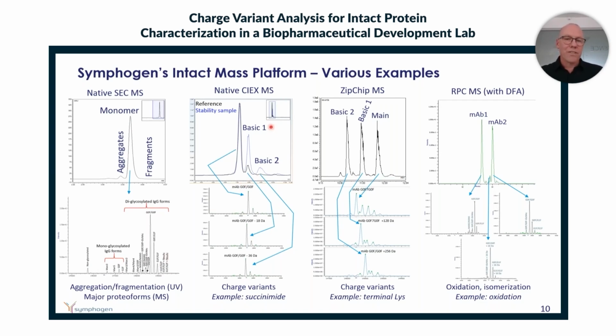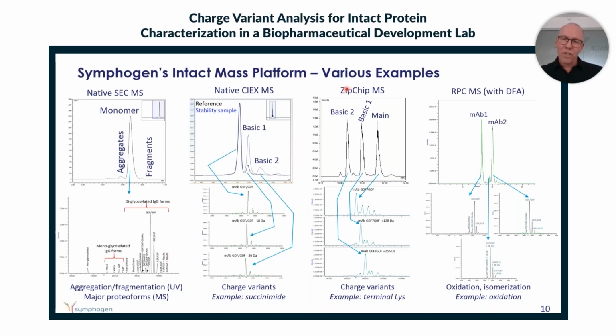This is an example of charge variant analysis done using chromatography. In this case, you can see the blue trace, that's from our stability sample, and we can see a distinct rise in basic forms. Now, because we have a mass readout, we can see that the basic 1 form has lost water, 18 Dalton. The second peak has lost 2 times 18 Dalton, so 36. And combining the fact that it's migrating basic and it's losing water tells us that it's a succinimide variant formed from an aspartic acid residue.